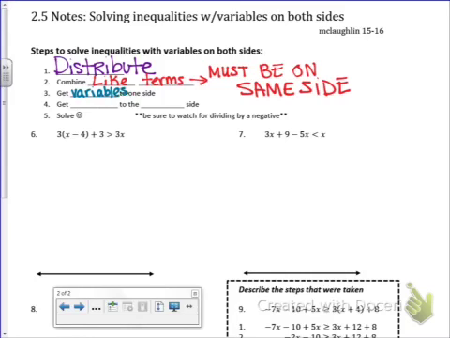And then we're going to move our constants, so those are the numbers, to the other side. Okay, so our goal is variables on one side, numbers on the other. And that very, very last thing down there with the stars, be sure to watch for dividing by a negative. And when you divide by a negative, you have to flip your symbol.